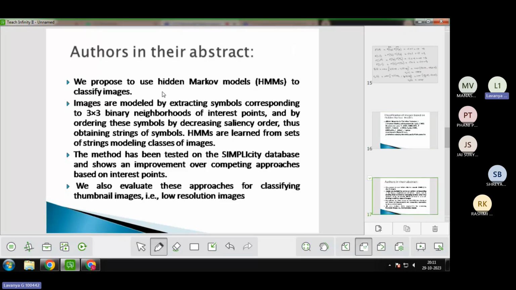In their abstract, they propose to use hidden Markov models to classify images. The images are modeled by extracting the symbols corresponding to a 3x3 binary neighborhood, so it would be 9 lattice points, and by ordering these symbols in decreasing order, thus obtaining strings of symbols. The HMMs are learned from the set of strings modeling the classes of images. The method is tested on a particular database known as the Simplicity database. It is available, and from there they have taken data. They also evaluate the approach by considering low resolution images and other methods.